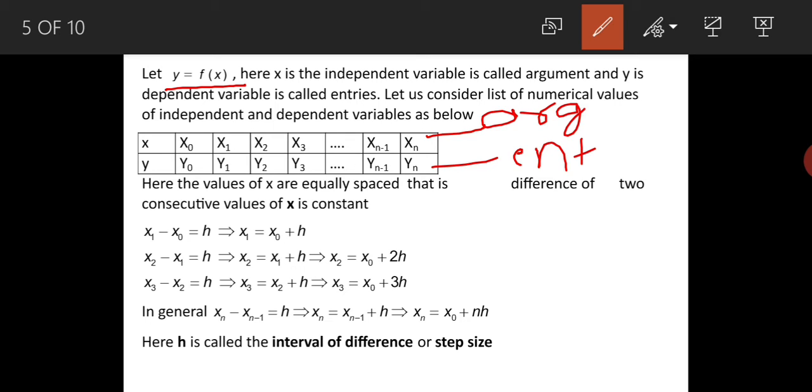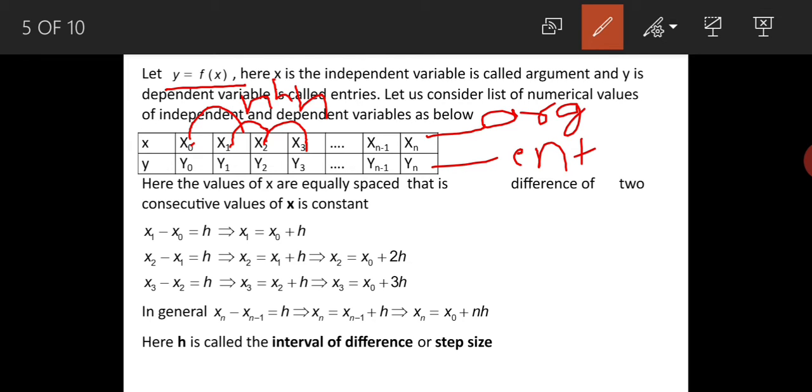Here the values of x are arranged in such a way that the difference between two consecutive values, that is x1 and x0, should be h, the difference between x2 and x1 should be h, and the difference between x3 and x2 should be h. That is, the difference between two consecutive values should be constant. The differences x1 minus x0, x2 minus x1, x3 minus x2 are all the same.